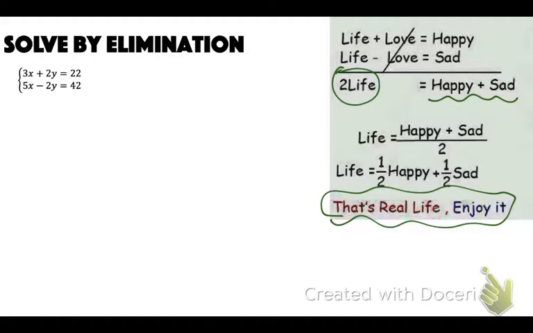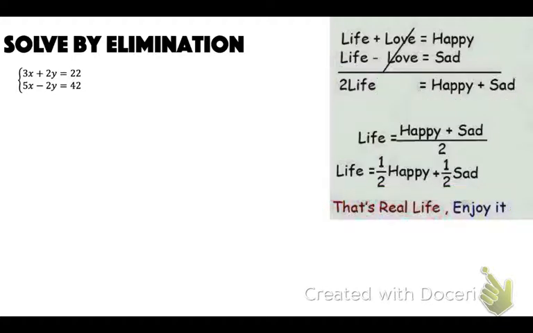Anyways, so back to our math problem here. Those 2y's can cancel the way that those loves canceled. So I'm going to add these together, and those 2y's cancel out right there. And I end up with 8x equals 64. And then I can just divide by 8, and I get x equals 8.